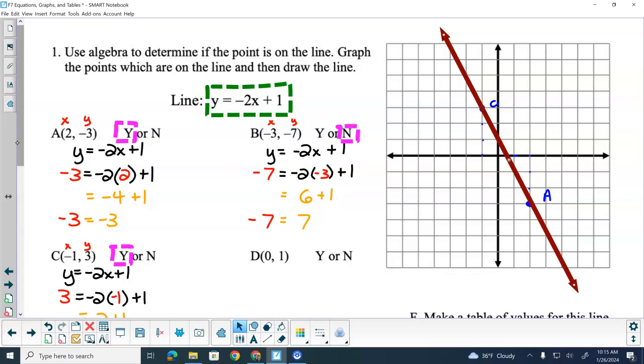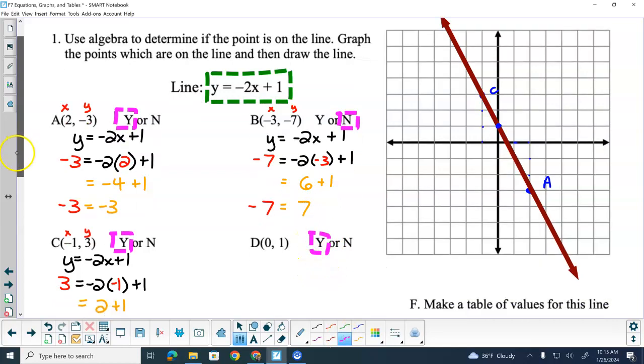Now that we have our line graph, we can figure out if point D is on the line by plotting it, or we can solve it by algebra. Okay? So if I plot the point 0, 1, that's going to be left and right 0, but up 1, that's going to be that point right there, which is on our line. So this is going to be a yes.